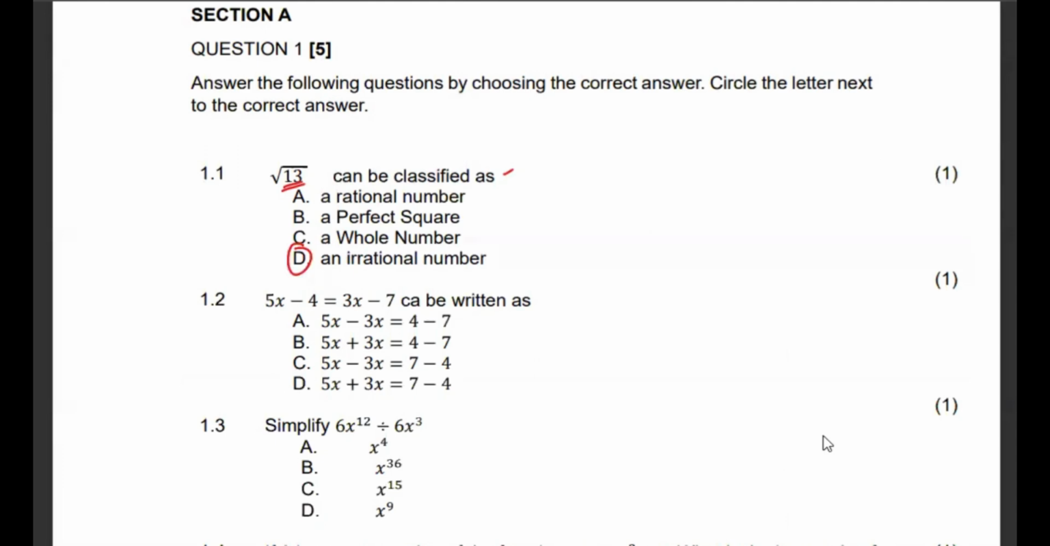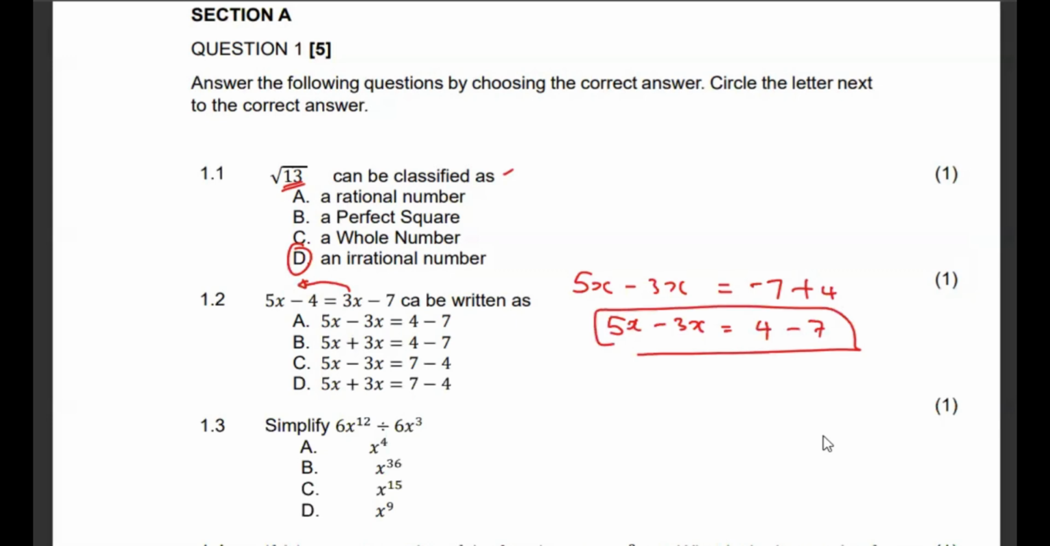And then they're telling us this can also be written as... in other words, when we try to collect the like terms, we move the 3x that side, it's going to be 5x minus 3x. On the other side, the 7 is negative. When we move the 4, it will be a plus 4. When you play around with this, it's going to be 5x minus 3x, 4 is positive, the 7 is negative. So we must look for this option here. 5x minus 7 minus, this is wrong. This is the correct option that we need.